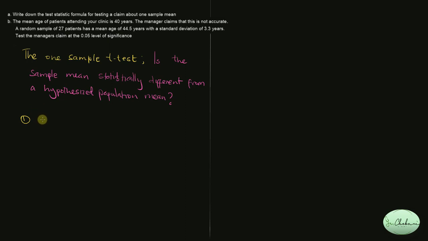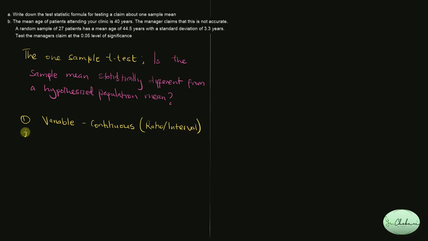Assumption number one is that the variable should be an interval or ratio variable. The one sample t-test only applies for continuous variables. So the variable has to be continuous, which means we are talking about a ratio level of measurement or interval level of measurement.